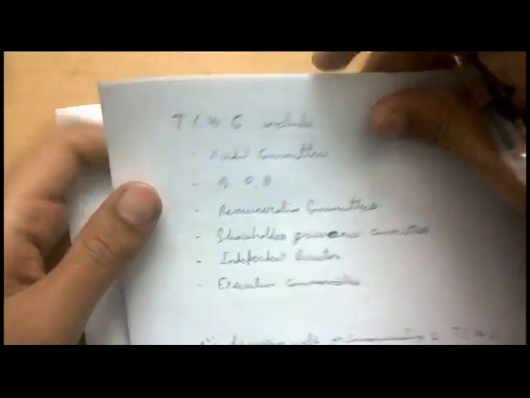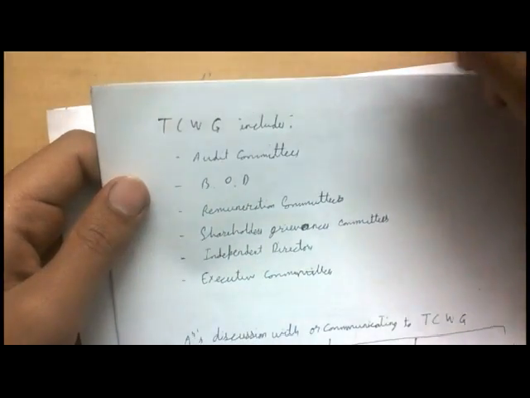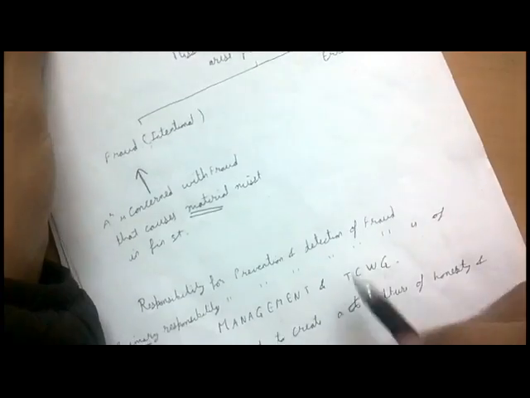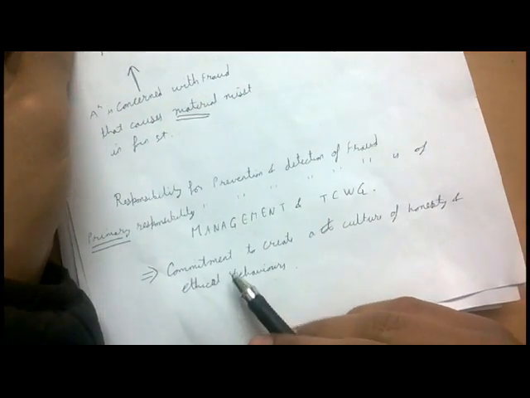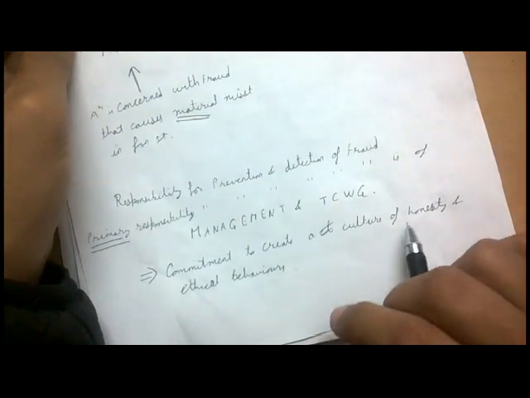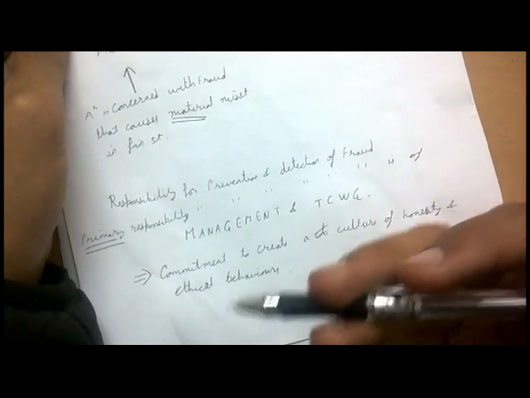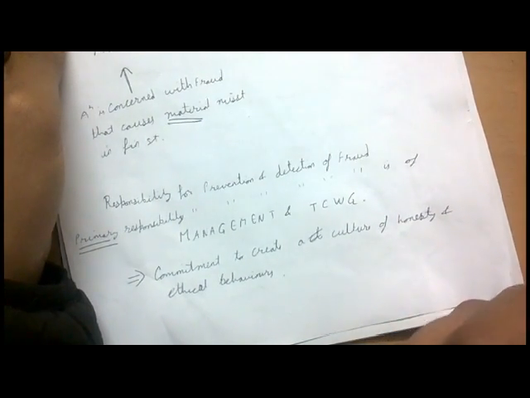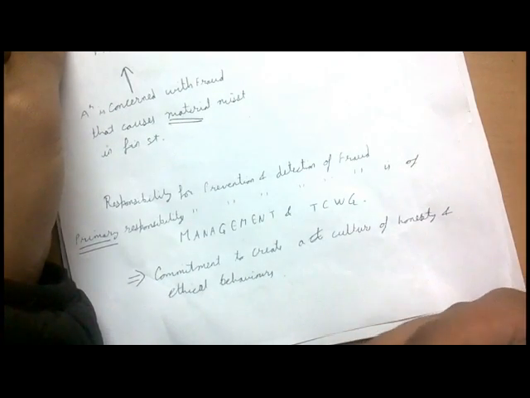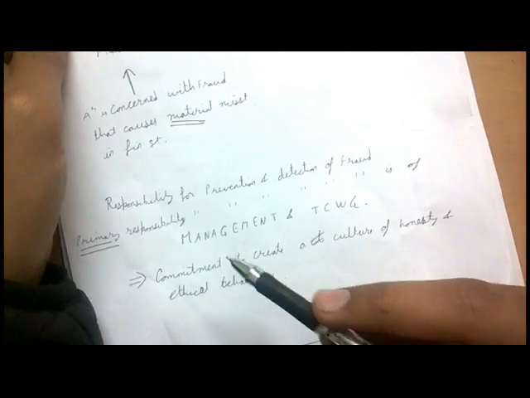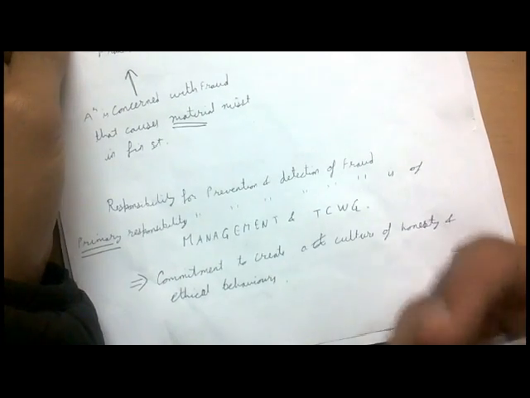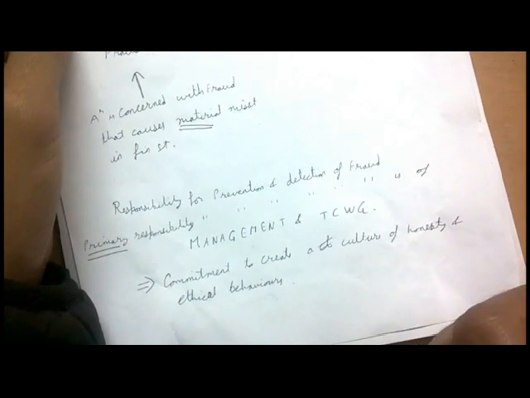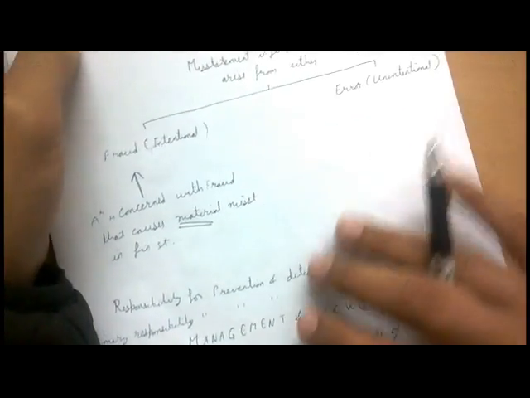Right, so it is their responsibility to prevent and detect fraud along with the management, and not the responsibility of the auditor. Right, so the responsibility is that of the management and TCWG. They are committed to create a culture of honesty and ethical behaviors. Everyone in the organization should be honest and should follow ethical guidelines. So the management is committed to create such an environment or culture where everyone is honest and everyone is following ethical values, right? So this is the responsibility of the management and TCWG.